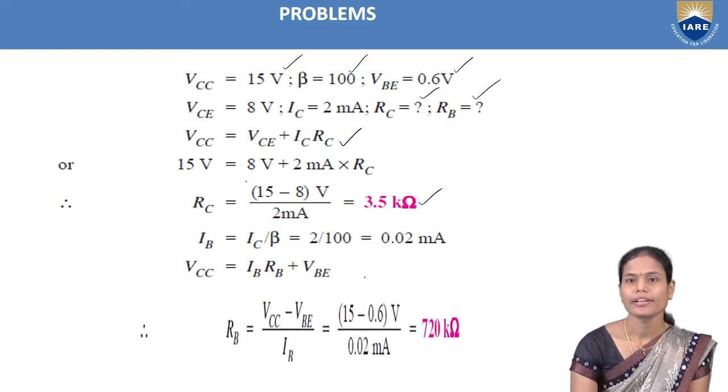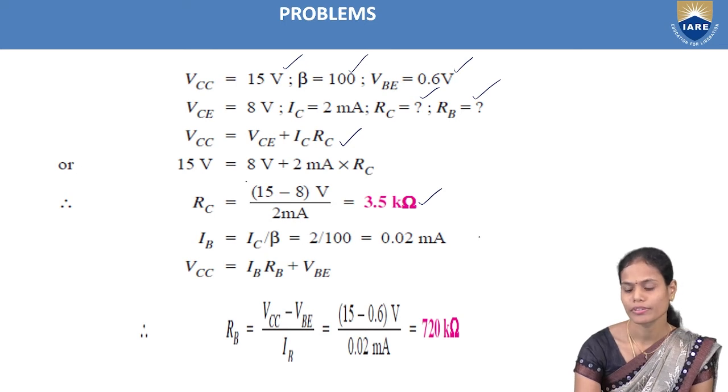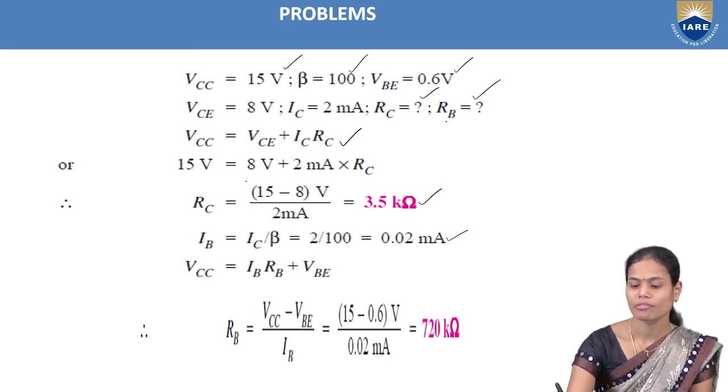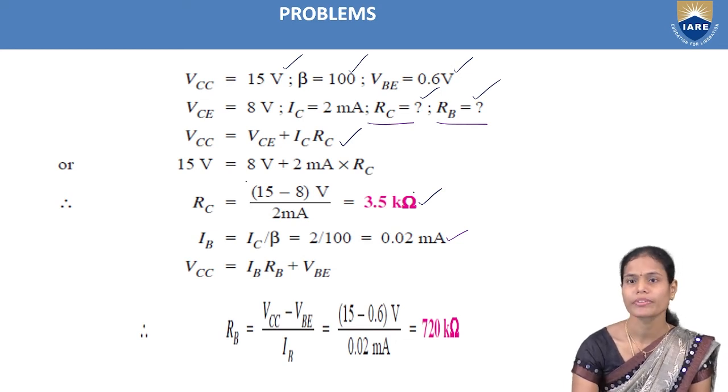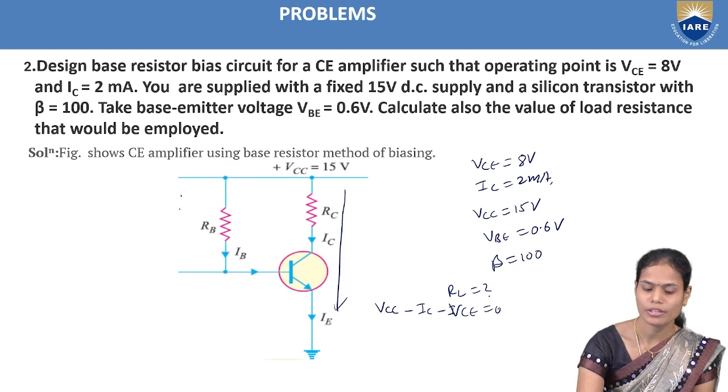Okay, and next the IB value. If you find the IB value, here we have the IC value as well as the beta value. If you substitute the two values, the IB value is 0.02 milliamperes. And to find the RB value, we require the IB as well as VBE values. RC we have calculated already, and the RB value is from this equation, VCC minus VBE by IB.